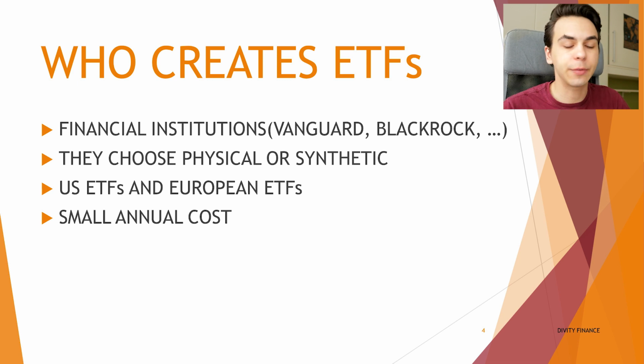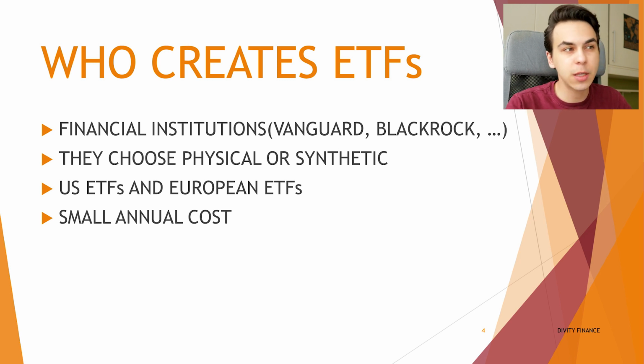Who creates ETFs? Well, of course, ETFs are created by companies that choose to do it. These can be, for example, BlackRock, Vanguard Group, UBS, and so on and so on. These companies choose to have a physical replication or a synthetic replication, and they construct the ETFs. They can be American ETFs or European ETFs.